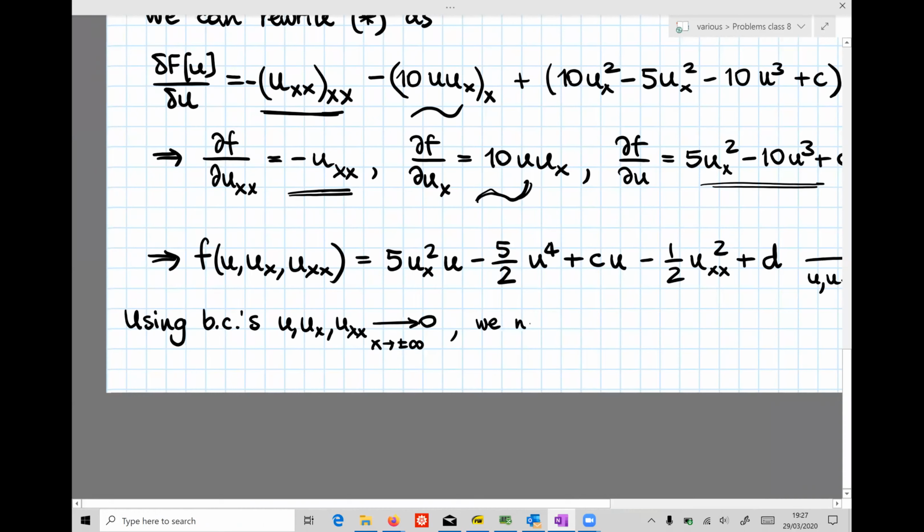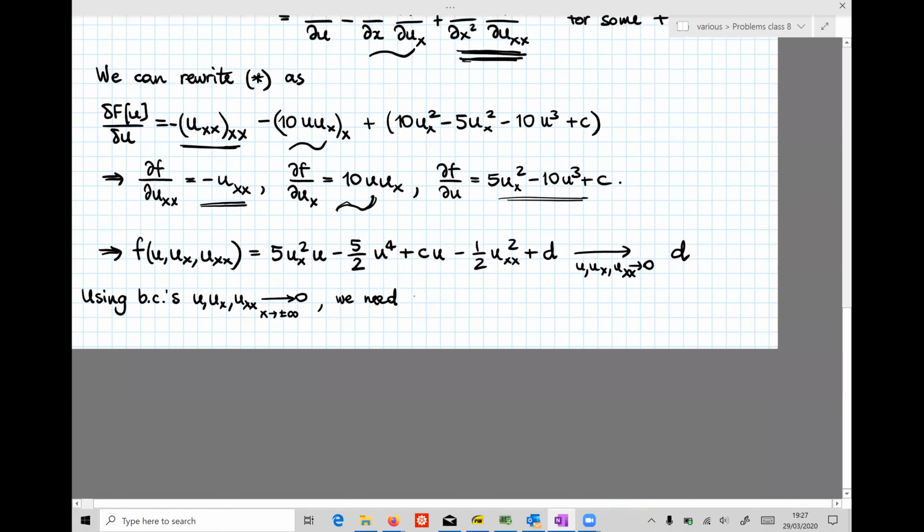So we need to require that d is 0 to ensure that the integral capital F of u, which is the integral over x of small f, converges. Okay, so d will be equal to 0.